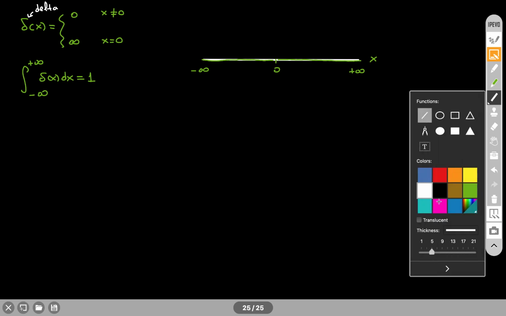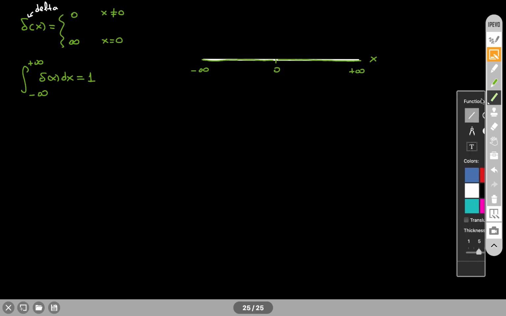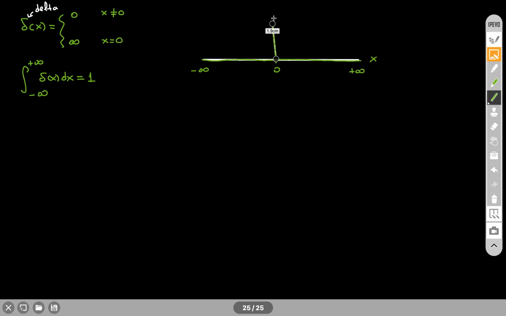What does that mean? So really, this is my delta function, and it goes to infinity. Anywhere else it is 0, and at x equals 0, it goes to infinity. But as I mentioned, there is a constraint.